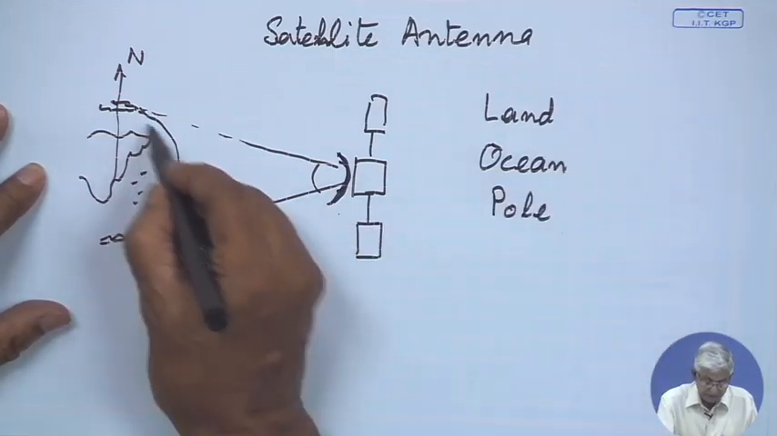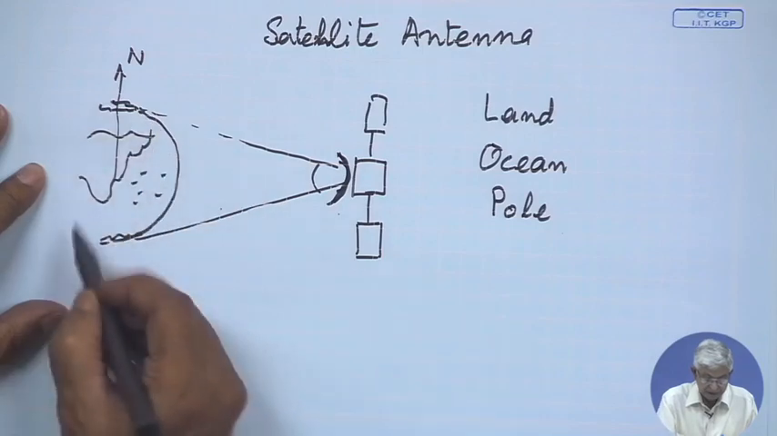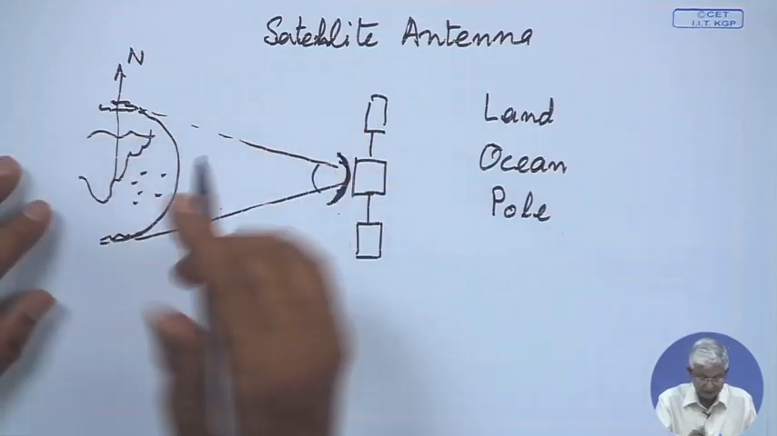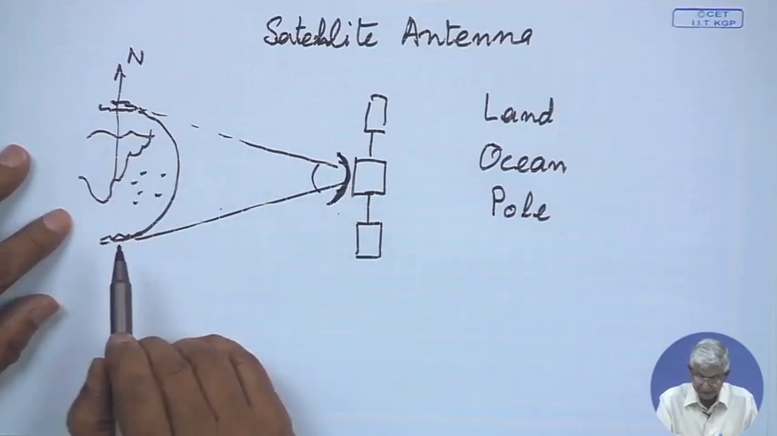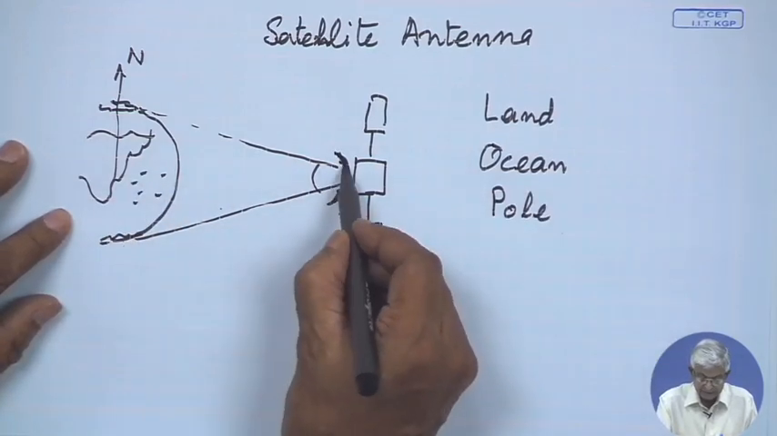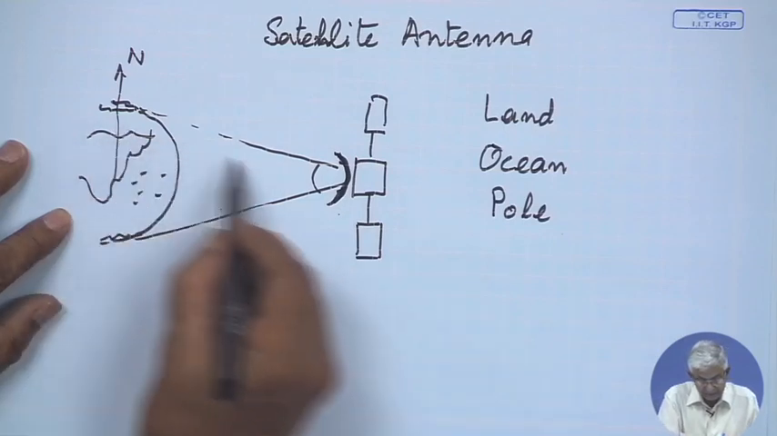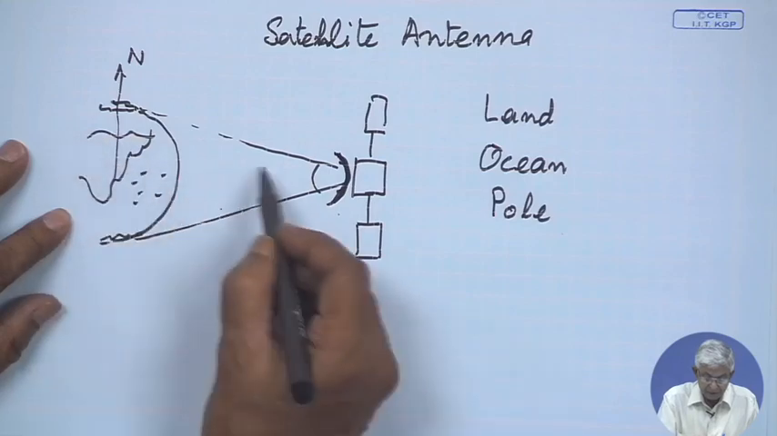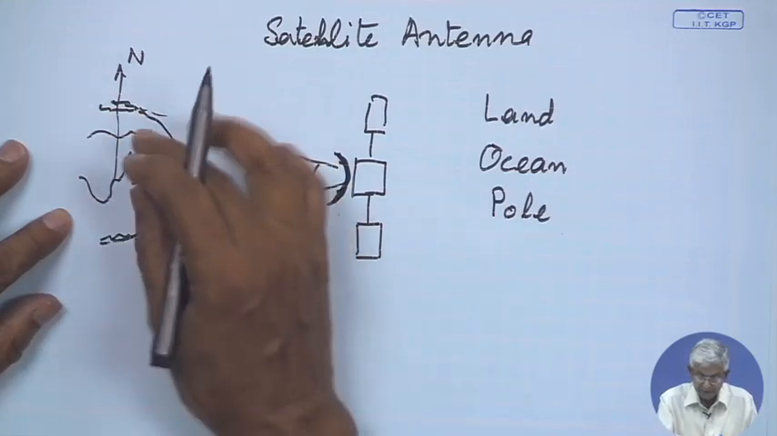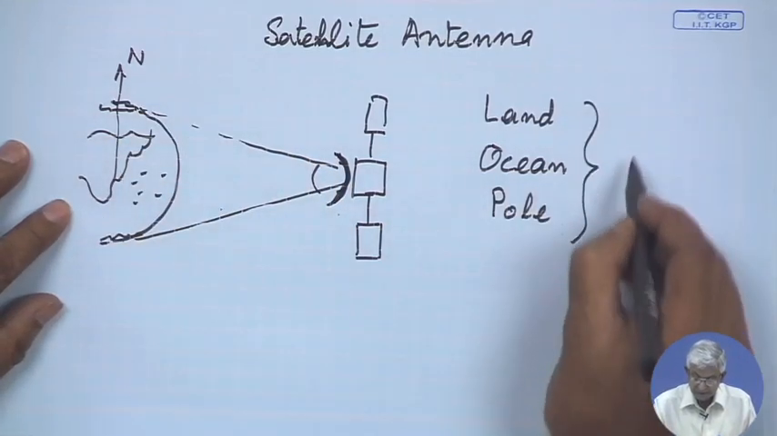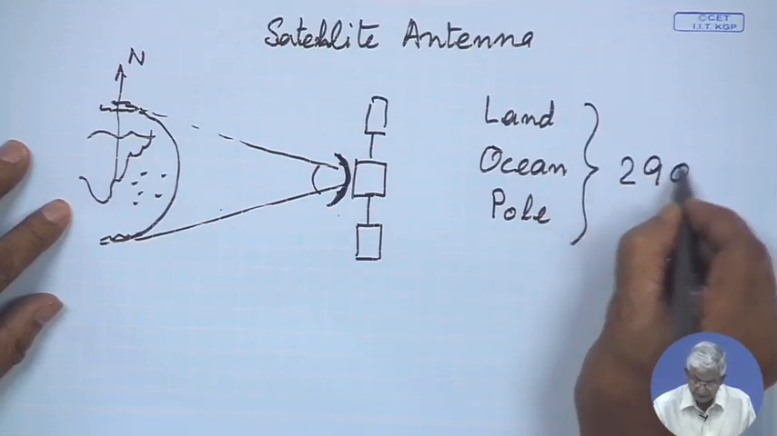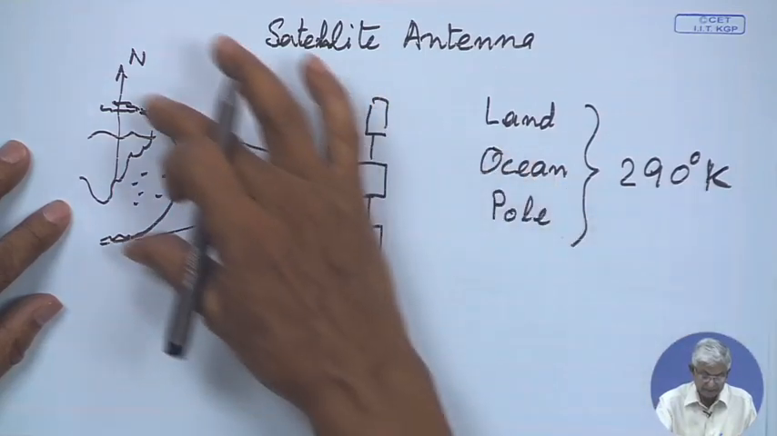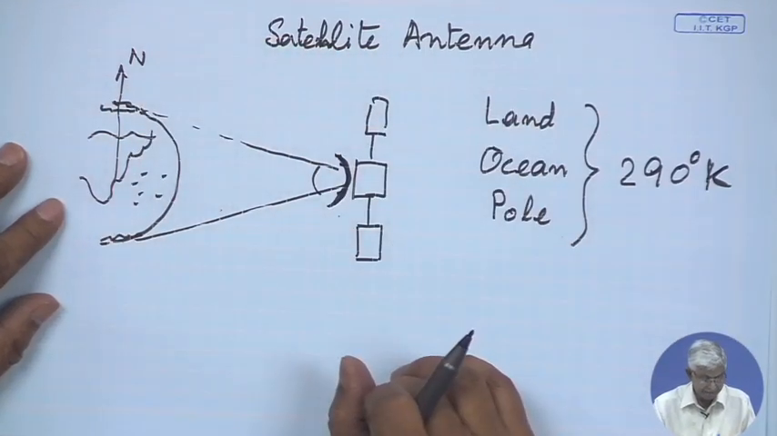So, different parts of the earth will have different temperatures, and the satellite is moving around the earth, depending on which location it is located. Therefore, different antennas on the satellite will see different temperatures, depending on the antenna beam, whether it is a global beam or a spot beam. On average, people say let us take 290 degree Kelvin, just a thumb rule number, as coming from the earth side.